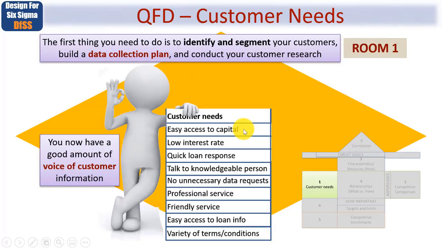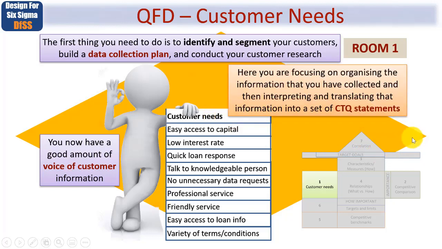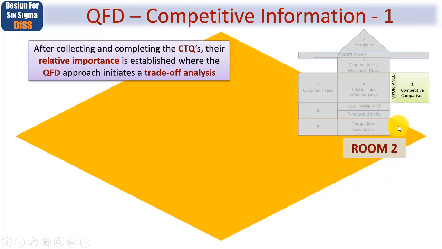Here's the customer needs that have been captured: easy access to capital, low interest rate, quick loan response, and so on. So having found these, you have a fairly good amount of information on the voice of the customer. So you can see here the voice of the customer is what they need and what they're looking for, in this case, in regard to a small business loan. So here you're focusing on organising the information that you have collected and then going on to interpret and translate those into a set of critical to quality statements. Which brings us to room 2.